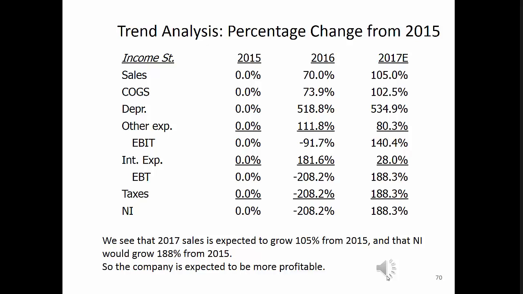And cost of goods sold is expected to grow about 102.5% from 2015's amount in 2017. So if you look at the net income, it actually decreased by about 200% in 2016, but then it is expected to grow about 188% from 2015 in the year of 2017.